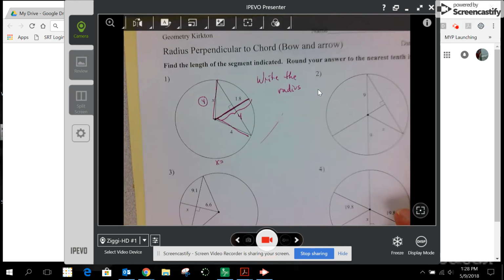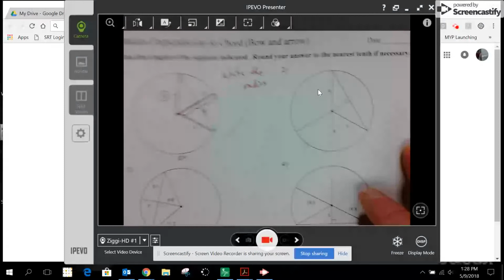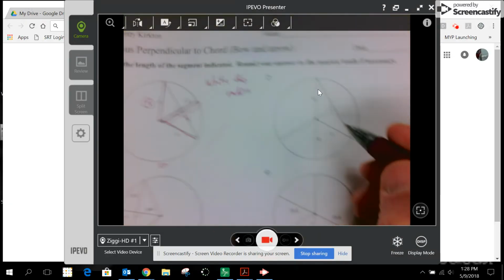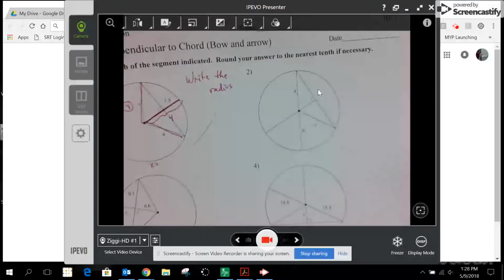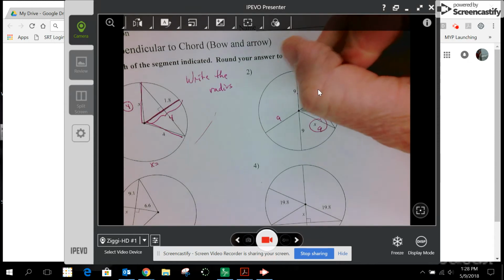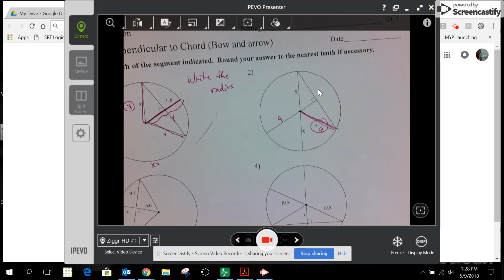Okay, these are all pretty easy. And these first couple: write the radius. Radius is 9. Radius is 9. Got it. That's equal to 9. I don't have a radius here. I could write that's equal to 9.